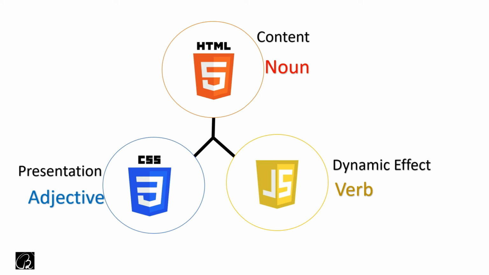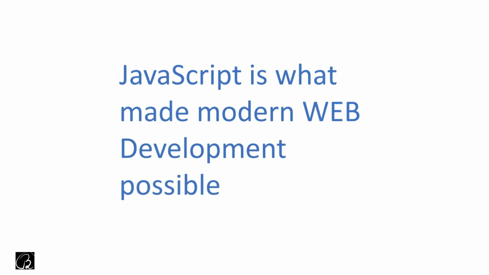Now these three are the main core technologies for modern web development. Because of JavaScript, we can now create dynamic web pages, like interactive web pages, just to provide a better experience to the user. JavaScript is what made modern web development possible. In today's world, only knowing JavaScript will not be enough. You should know some framework or libraries of it, like React.js, Angular.js, Vue, etc.